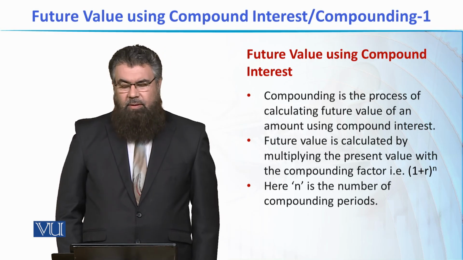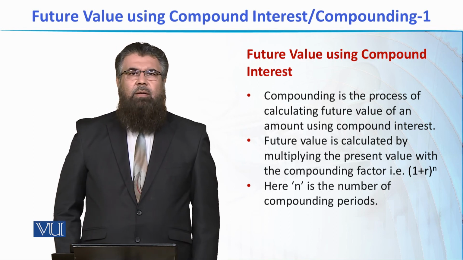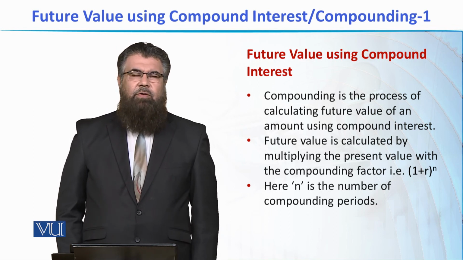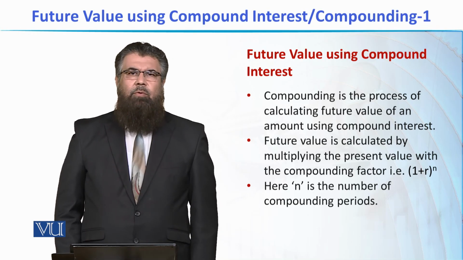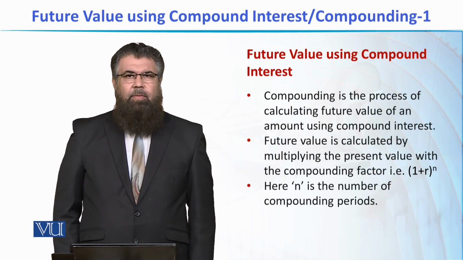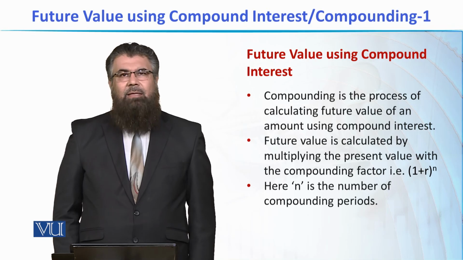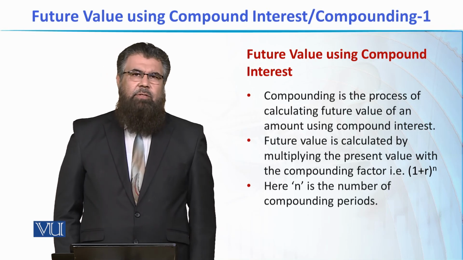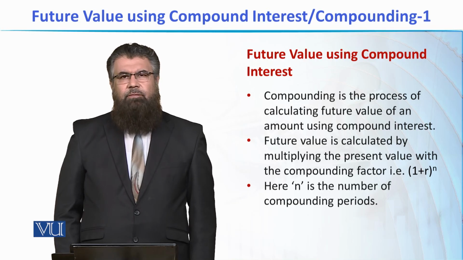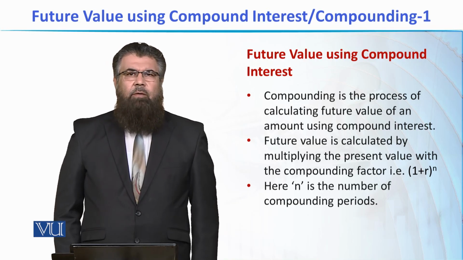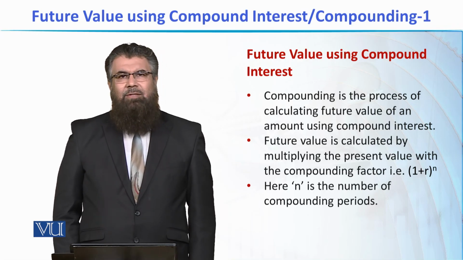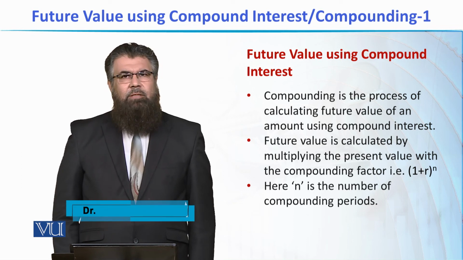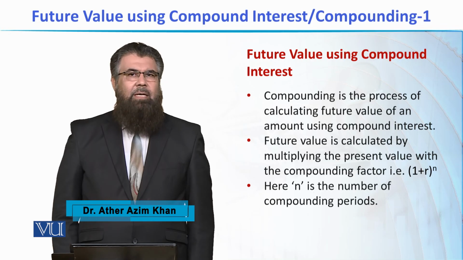compounding factor. If we have a look at this compounding factor, it is 1 plus rate of interest, that is r, raised to the power n, where r is the same rate of interest that we have referred to earlier also, and n is the number of compounding periods. To begin with, the calculations of future value using compound interest, we would say that n is the number of years, but later on we'll see that this may not be the number of years, but this may be the number of periods, which could be months or weeks or even days.